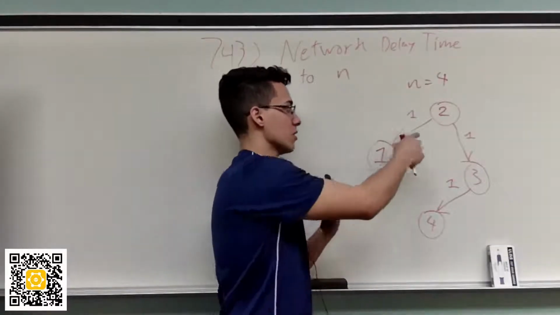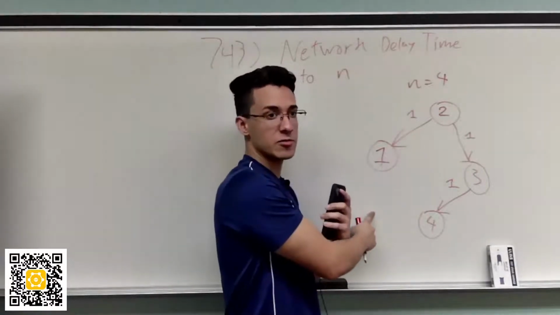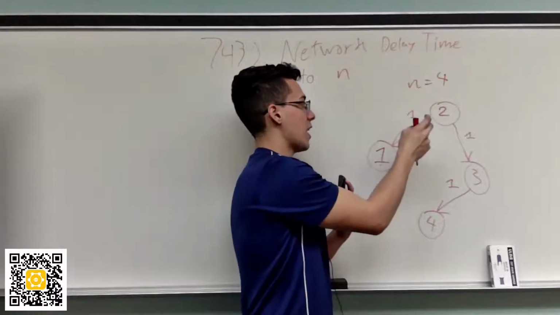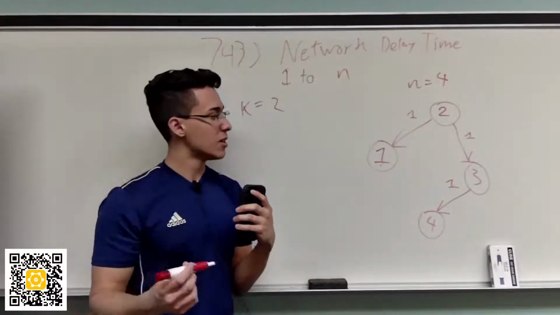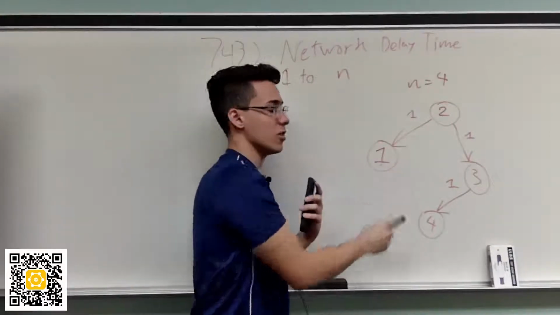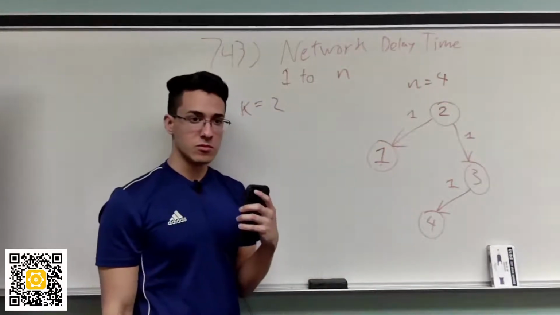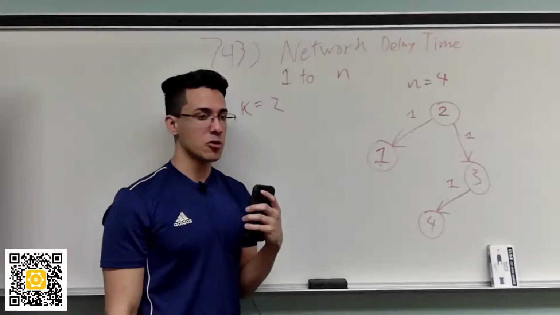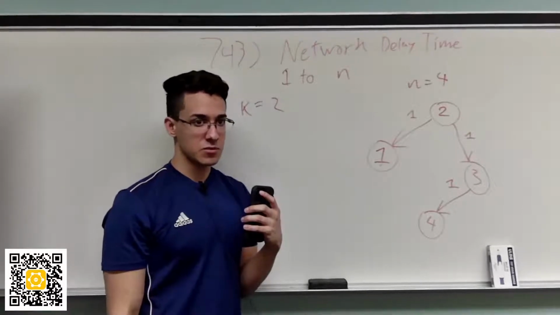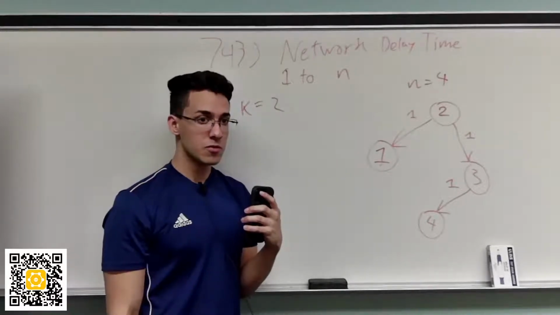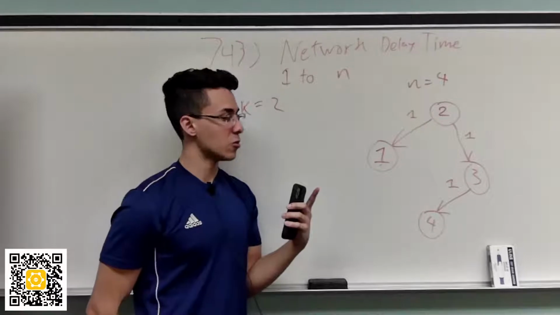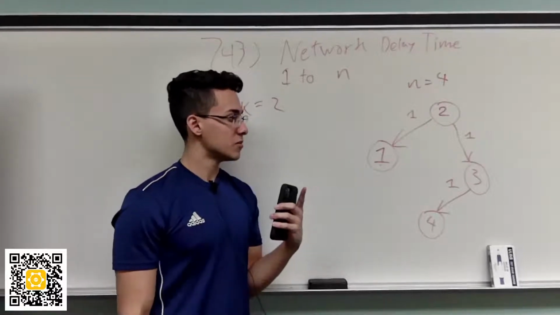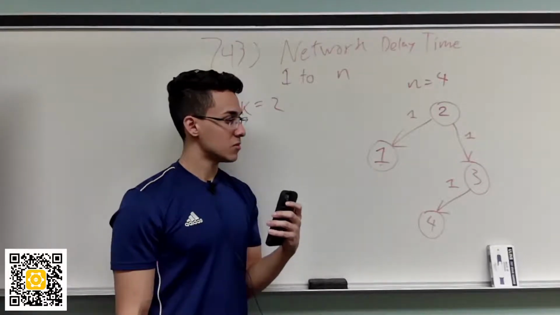So this is a directed graph, just pointing it out, and it has a weight associated with it. The weight is how long it takes to get from one node to the other. So you're asking from 2 to where? All of them. How long will it take? So it takes 2, the max to 4, right? Because that's the furthest one. So you're asking for the minimum time it takes to reach all nodes.